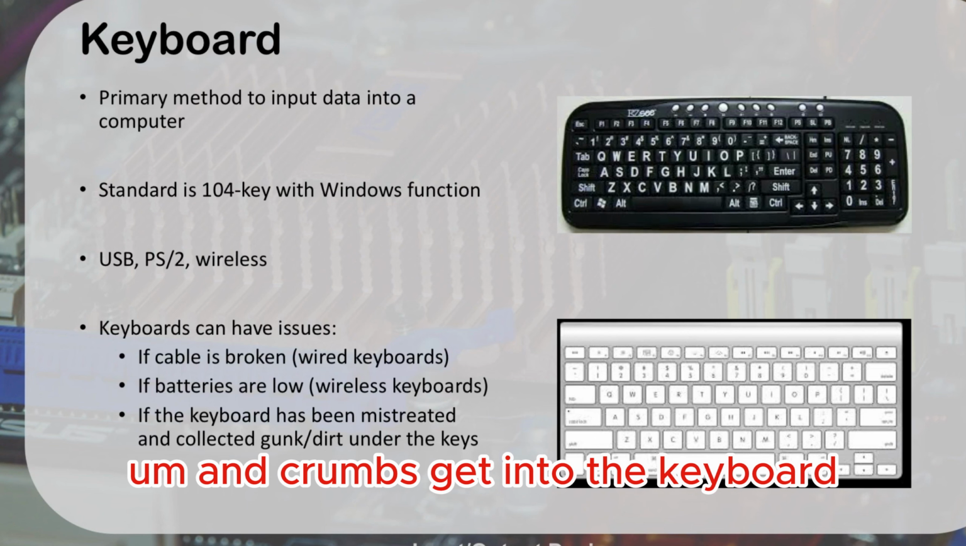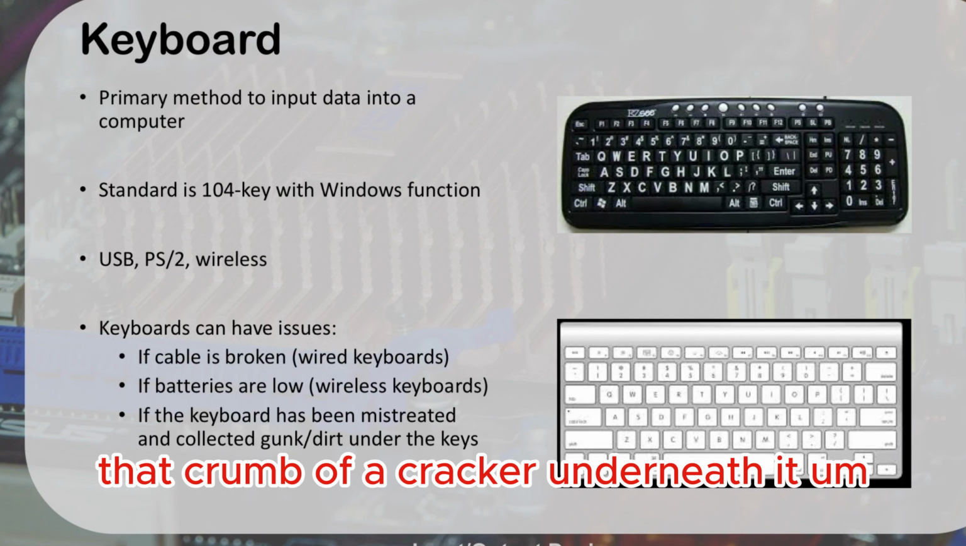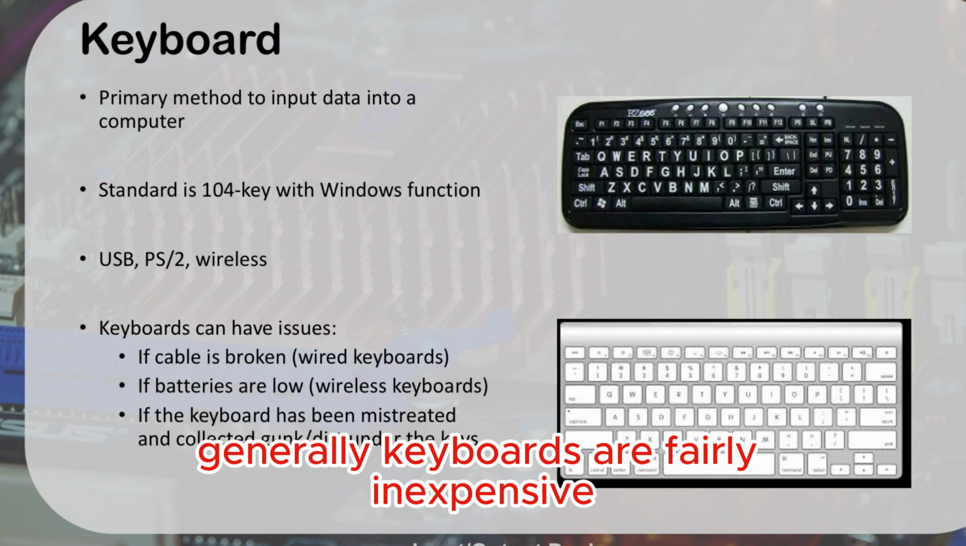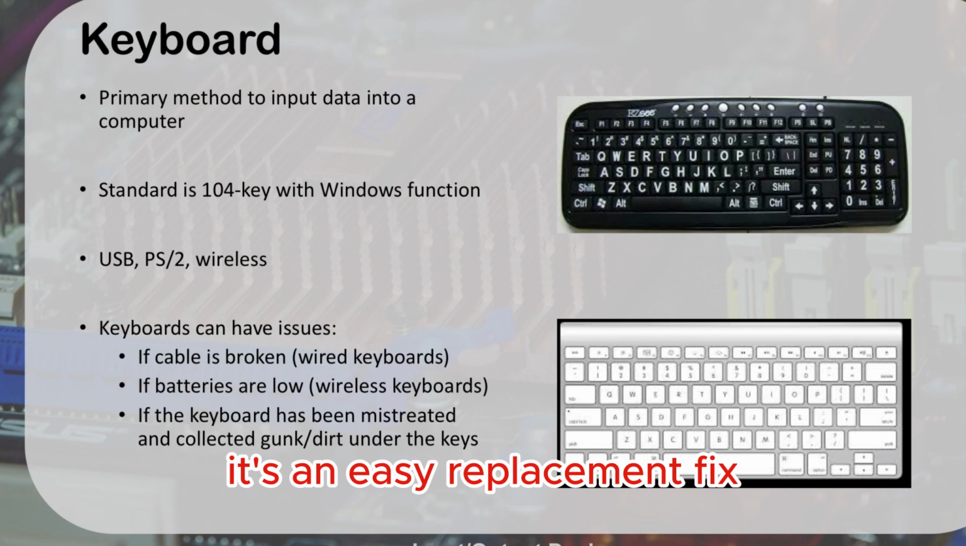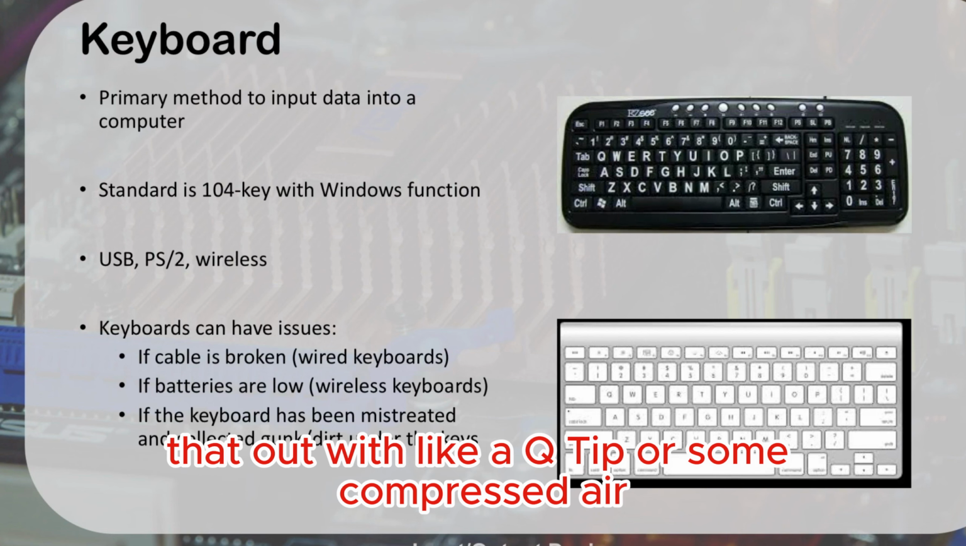And crumbs get into the keyboard, and now every time you try and hit the G key, it doesn't work because you have that crumb of a cracker underneath it. Those are all things that can happen with keyboards. Generally, keyboards are fairly inexpensive. It's an easy replacement fix, especially the traditional keyboard. Or you can get under the keys and get that out with a Q-tip or some compressed air.